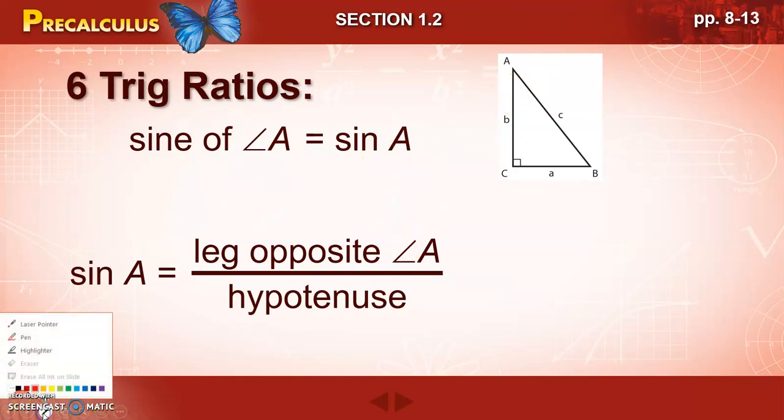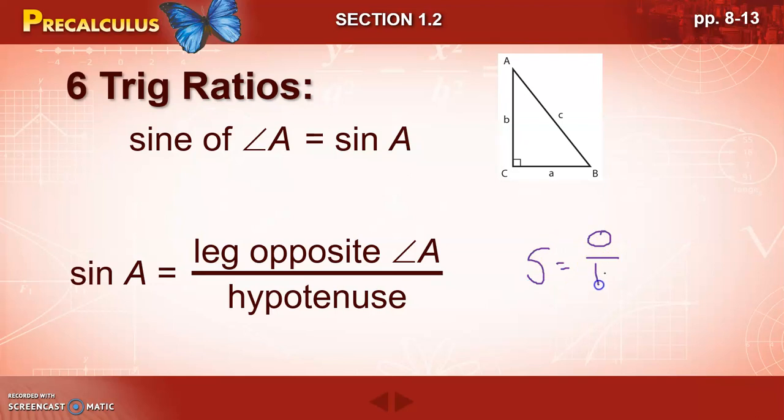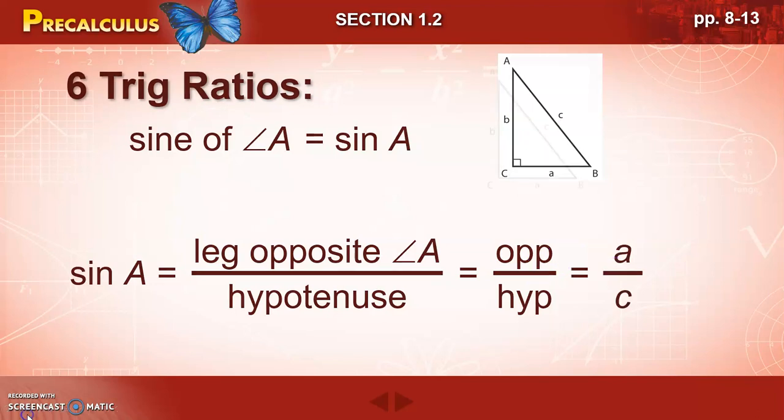Like we do in many other subjects, we come up with these handy little acronyms and other things to help us remember things. And so to help you remember sine, we have sine is opposite over hypotenuse. In this case, if we're wanting to find the sine of angle A, we go to the side opposite angle A and the hypotenuse, which is side c. So sine is going to be SOH, S-O-H, so. Opposite over hypotenuse, a over c.